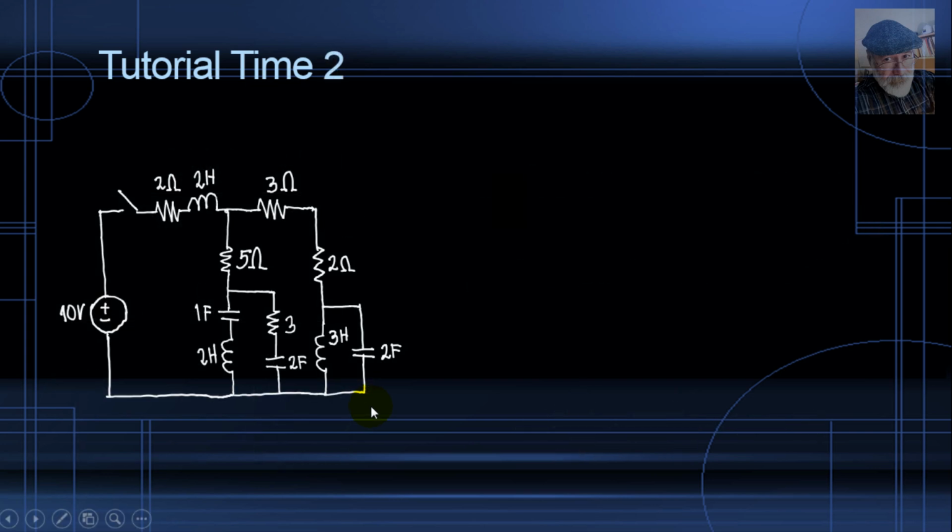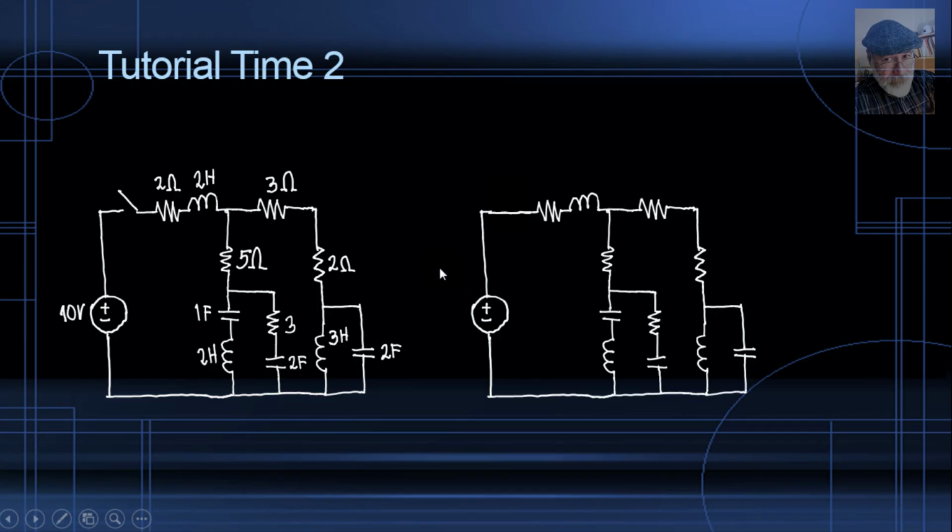Tutorial time 2. A more interesting, more complicated circuit. This time we have the same 10 volt source, but we have many more resistors, and we have 3 inductors and 3 capacitors, right? What is the first step? You know it. Replace every inductor and every capacitor by the impedance. Fine. So 10 volts, 2, 3, 5, 2, 3.